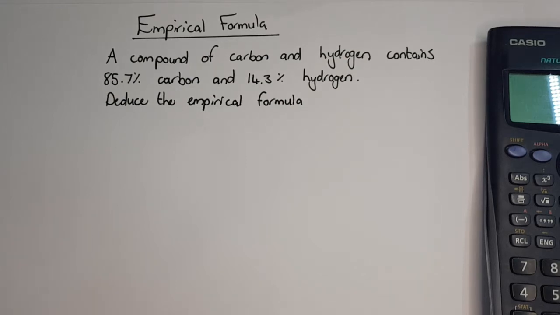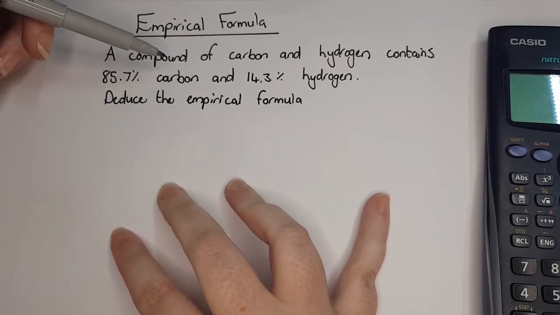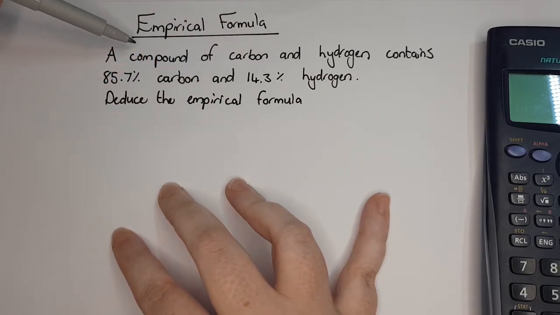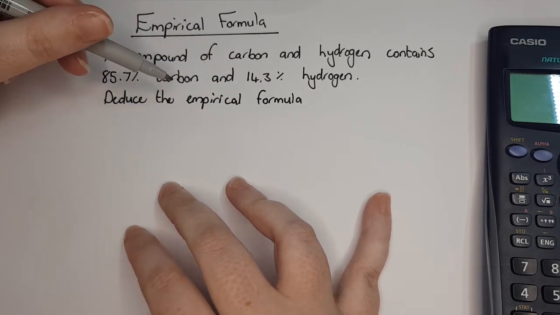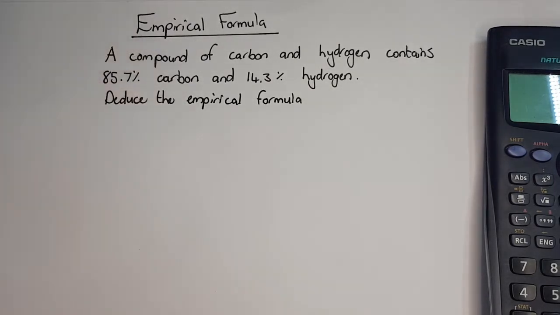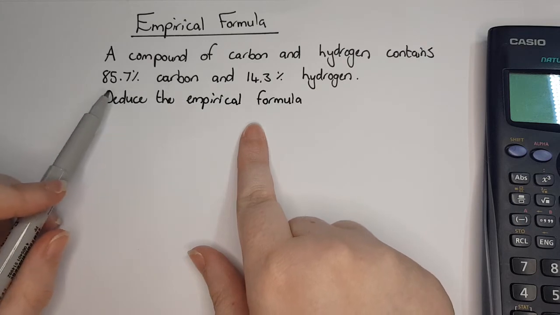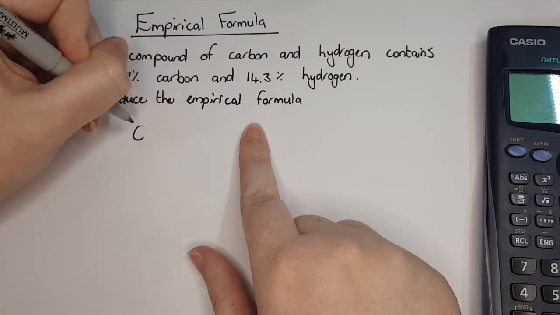Okay, so to calculate empirical formula, if we have an example where we have a compound and we're told that we've got the elements carbon and hydrogen, and we're given the percentages of carbon and hydrogen in that compound, and we need to deduce the empirical formula. Remember, the empirical formula is the simplest formula that we can make, and the molecular formula is what the compound actually is. So to find the empirical, and the simplest, whenever we have percentages, those percentages will always add up to 100%.